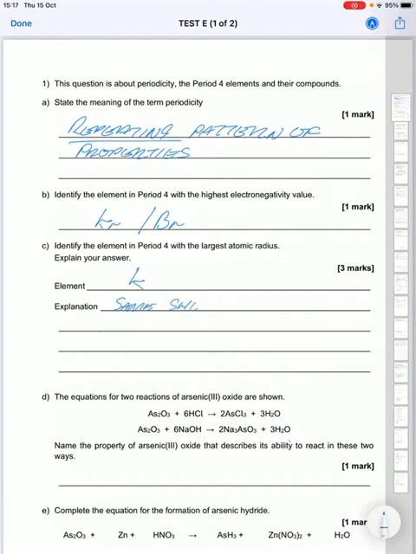same number of shells, similar shielding, but it has the least number of protons, therefore weakest attraction, therefore largest radius.